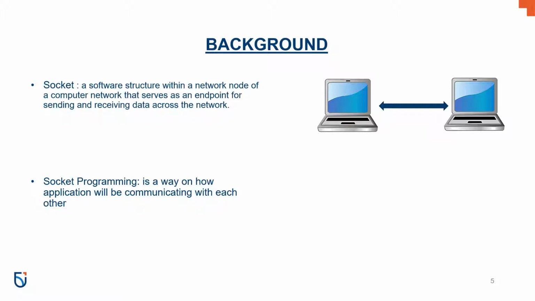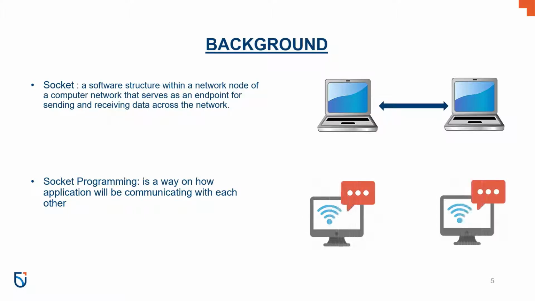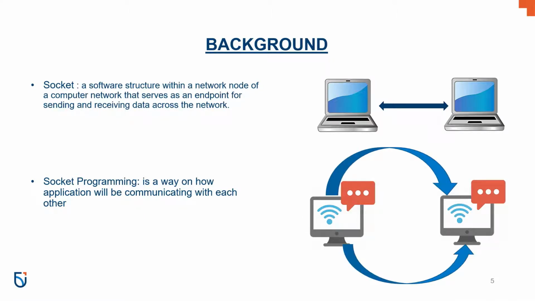Socket programming, on the other hand, is a way that how applications will be communicating with each other over the internet. It shows us how to use socket APIs to establish a secure communication channel between local and remote processes. Socket programming is commonly used for communication channels between machines using the transfer control protocol. The communication channel can be either connection oriented or connectionless.